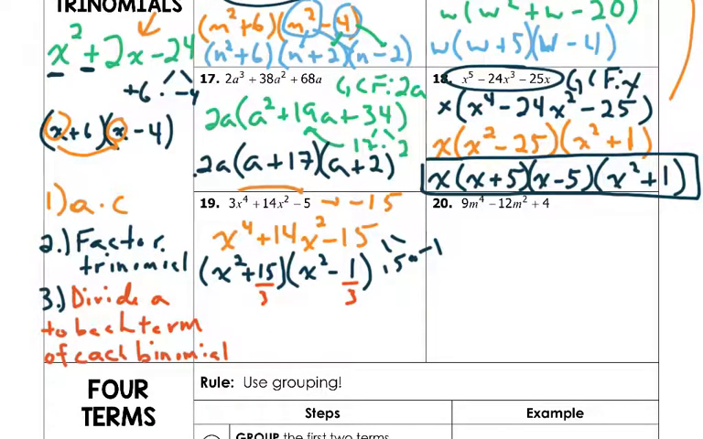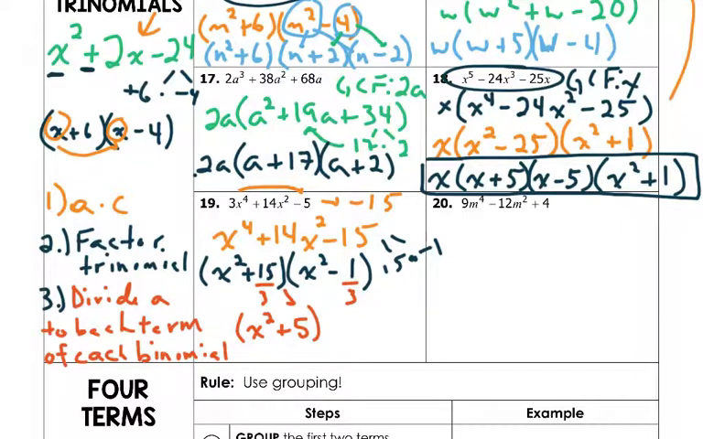15 divided by 3 is 5, right? So this one finishes up as x squared plus 5. You can see 15 divided by 3 is 5. And then this one here is x squared minus 1/3. I said simplify it, and if there is still a denominator, then you have to move it to the front of that binomial. All right?